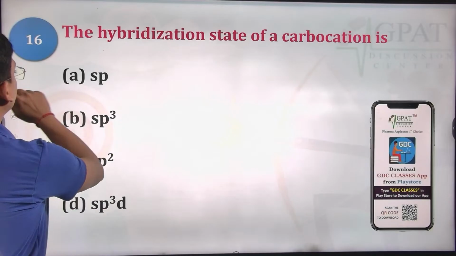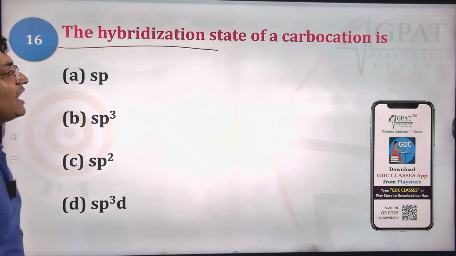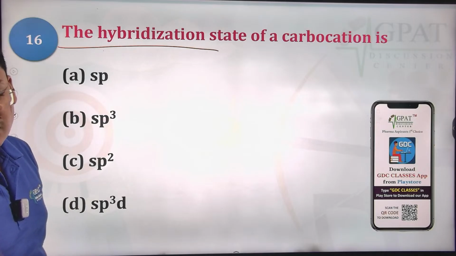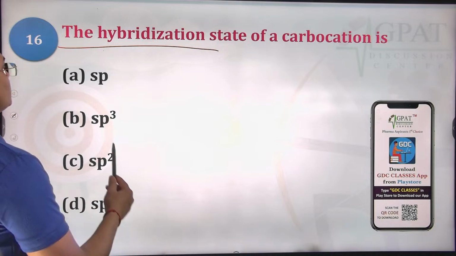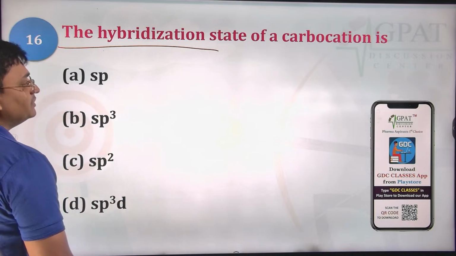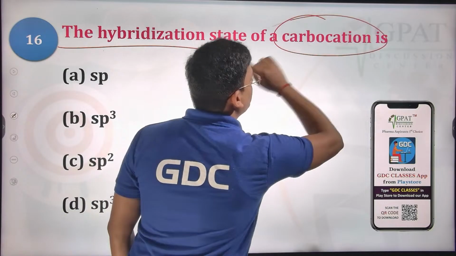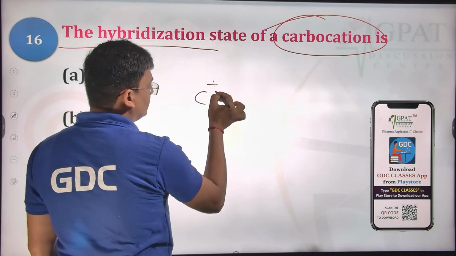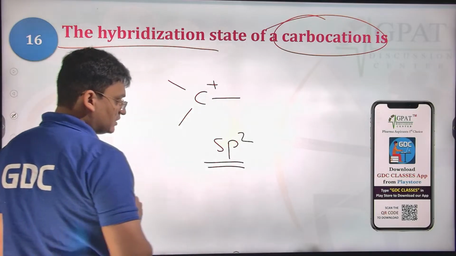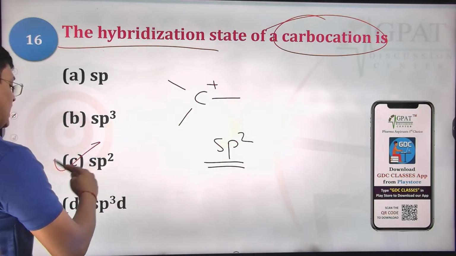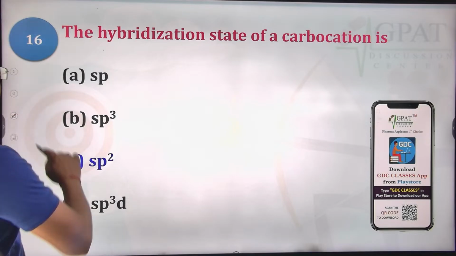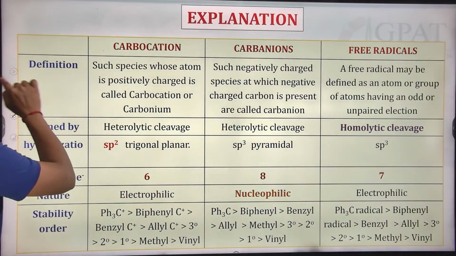Next question: the hybridization state of a carbocation. The options are sp, sp3, sp2 and sp3d. A carbocation has a planar geometry and an sp2 hybridization state. So C will be the right answer. C is the correct answer.